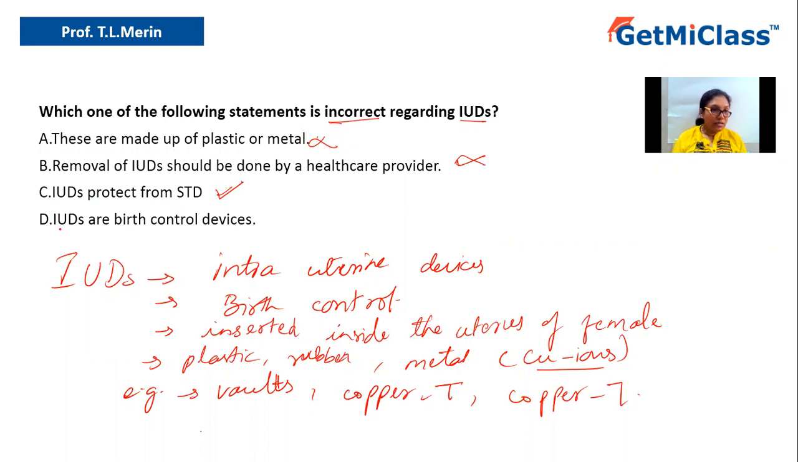So let us see option D. Option D says IUDs are birth control devices. Yes, I have already told you these are birth control devices. But it is the correct statement, and we are looking for the incorrect statement. So which is the incorrect statement here? That is, IUDs protect from STDs.